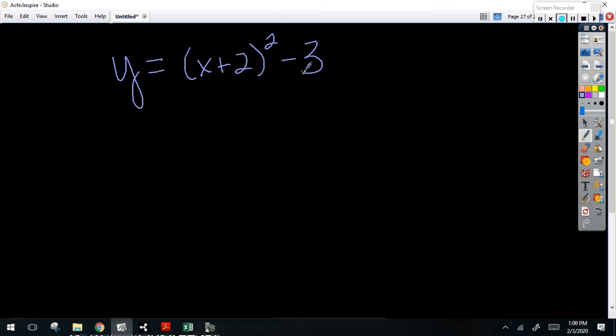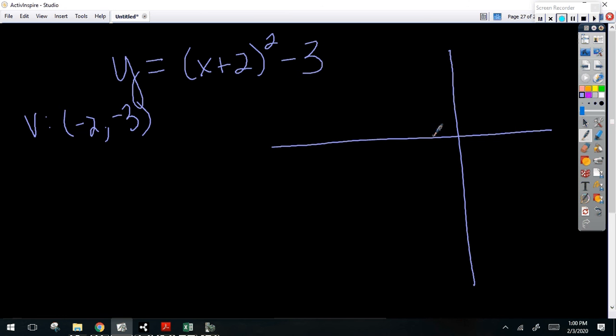What's the vertex? Good job. -2, -3. All that work we did in that other form, this eliminates that. We're going to work with a lot of graphs in here, so this is a good thing to spend some time here. Not only is this my vertex, it's also my axis of symmetry.